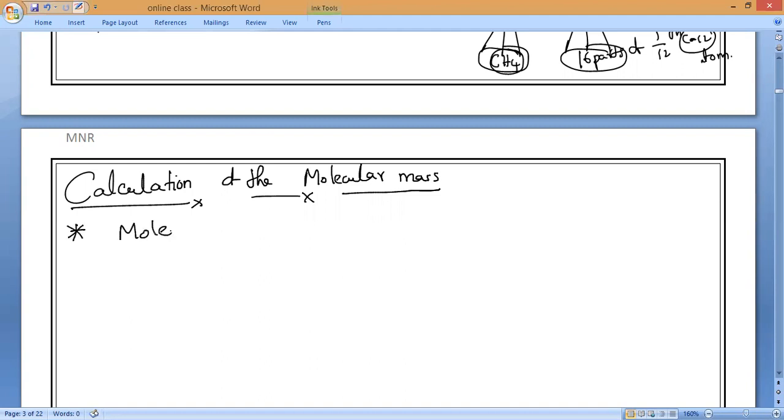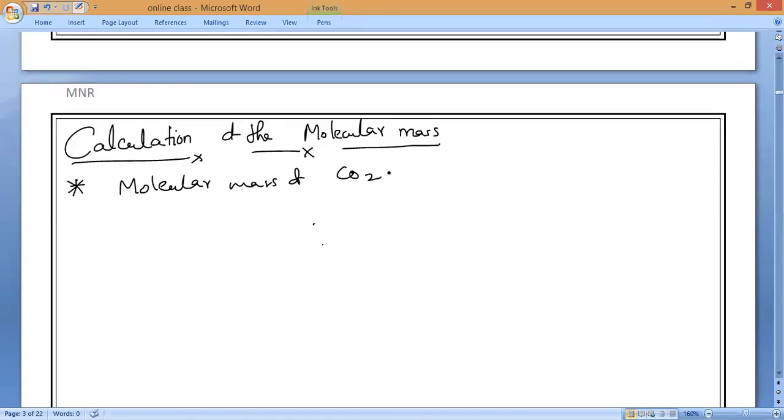Molecular mass of CO2. CO2 means what, guys? Carbon dioxide. So, how to find the molecular mass of carbon dioxide? Let us observe here. Tell me, how many carbon atoms are there? One carbon atom. Same way, how many oxygen atoms are there? Two oxygen atoms.